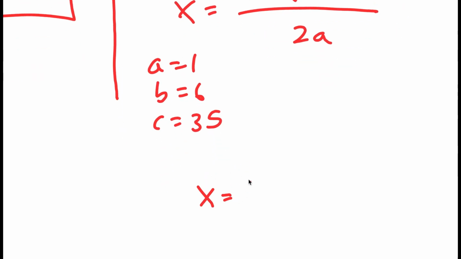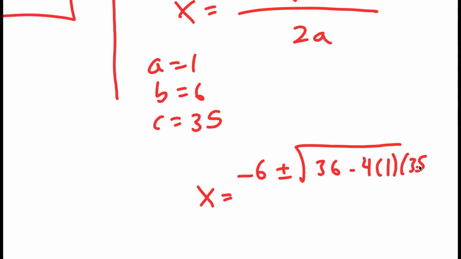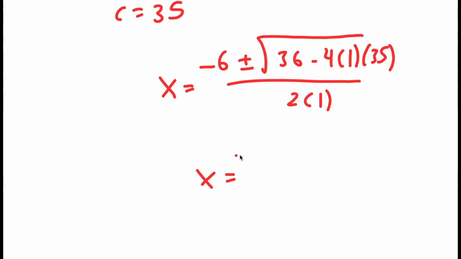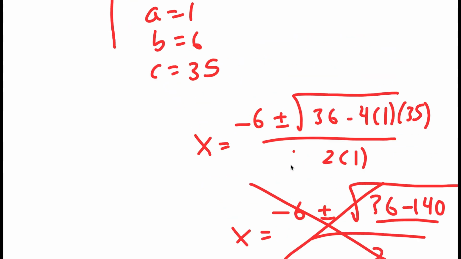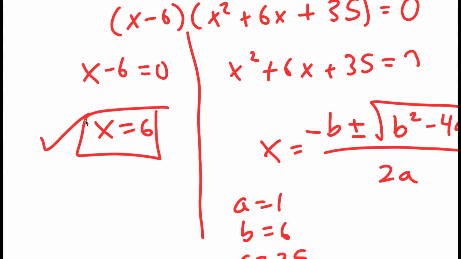So I get x is equal to negative 6 plus or minus the square root of 6, which is 36, minus 4 times a, which is 1, times c, which is 35, all over 2a, so 2 times 1. Now this is equal to negative 6 plus or minus the square root of 36 minus 140 over 2. And 36 minus 140 is going to be a negative number, and you can't take the square root of a negative number, meaning there's no solution to this, and my only solution is x equals 6.